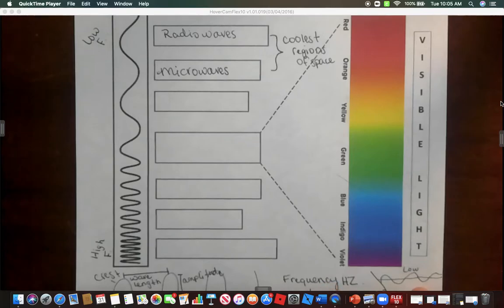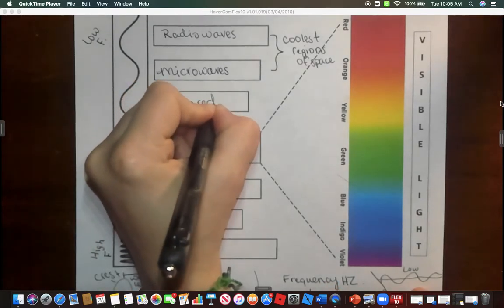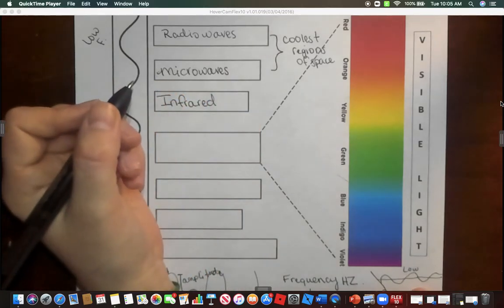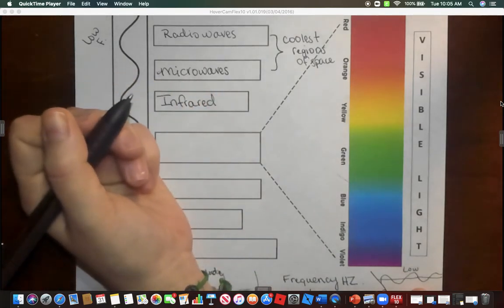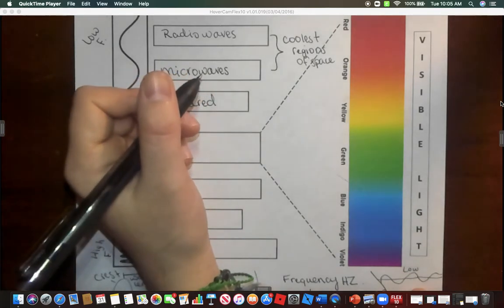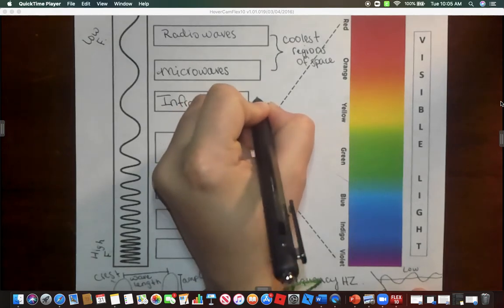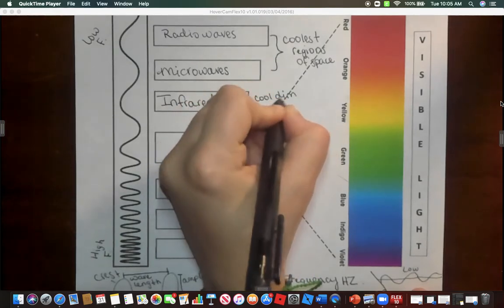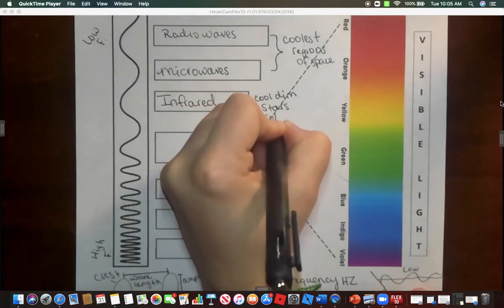The next type of wave that we have is infrared. And this is basically going to be heat. Our remote controls for our TVs run off of infrared. Also, those goggles that the military and other people use to see the heat signatures of our body run off of infrared, okay? This helps us see cool, dim stars and also the parts of our solar system.